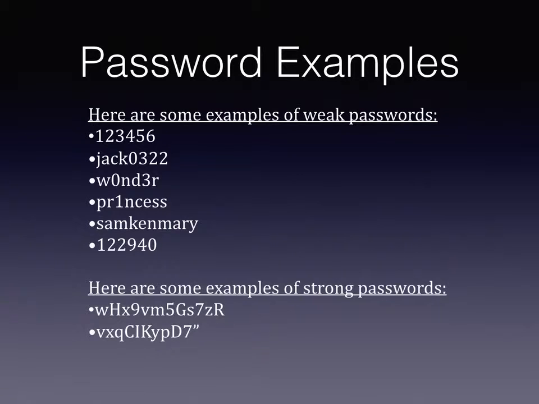Some password examples. Here are some examples of weak passwords. Obviously 1, 2, 3, 4, 5 is bad. And Jack0322, obviously Jack and his birthday. Or "w0nder", where we think it's clever by replacing the O with a 0, or the E with a 3, or in "princess", putting a 1 instead of an I, or Sam and Mary, the names of your children, or your birthday, 12/29/40.